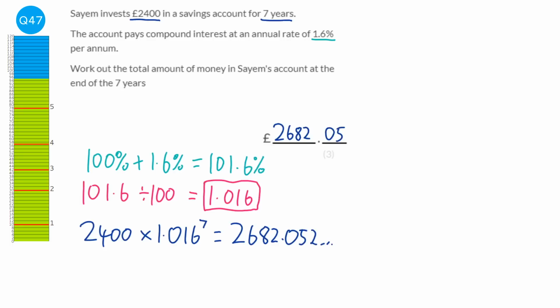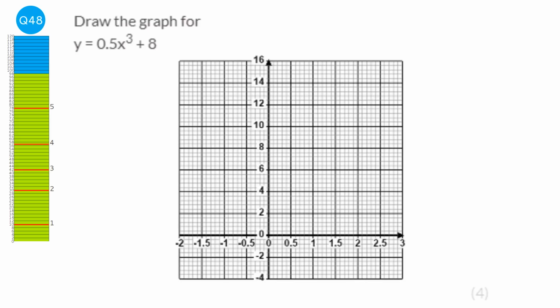And because it's money, we round to the nearest pence, so 2,682.05. We're going to start by drawing a table of values. We draw the table of values because we've got a curve here, and with a curve you need quite a lot of coordinates to make sure you get the curve right.